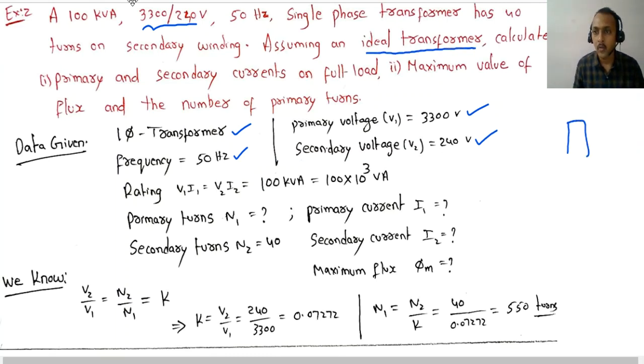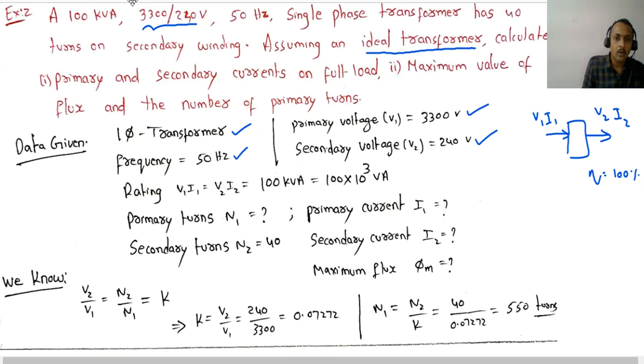Whatever input is given, you will get it as output. For example, if you are giving input V1 I1, at the output we will get V2 I2. Efficiency will be 100%, right? Ideal transformer, no losses will be there. Clear? Now V1 I1 equal to V2 I2 equal to 100 kVA. Dear students, please write in the place of K, kilo, 10 cube, 10 power 3. So it is simply 100 into 10 power 3 volt amperes.